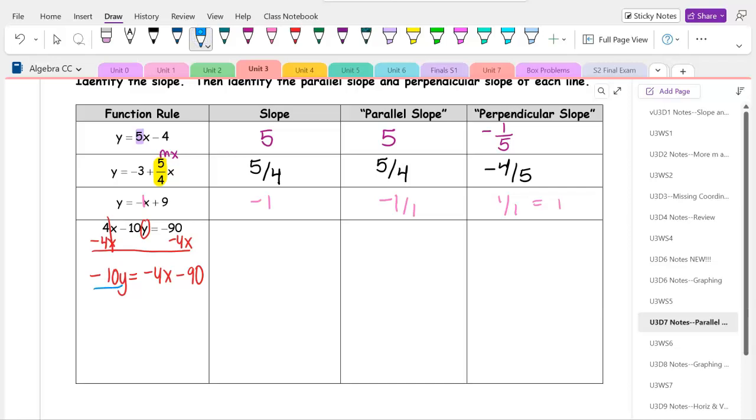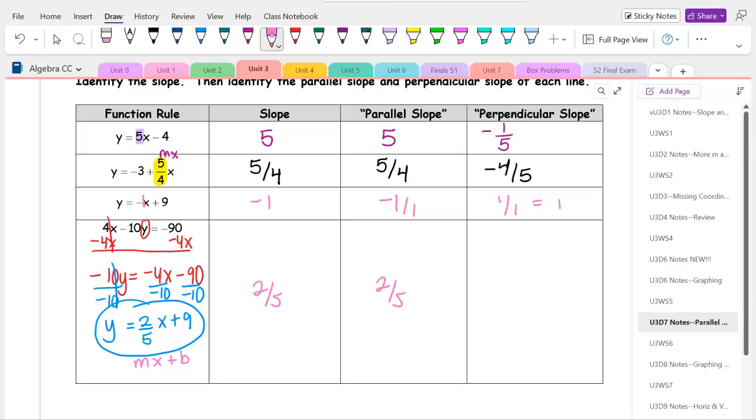All right, now we're going to divide by -10. And then always simplify. So you can math frac. This becomes a positive 2/5x. -90 divided by -10 is +9. Now we're in slope-intercept form, and now we can go ahead and identify our slope. M is 2/5. Parallel slope is always the same. Perpendicular slope, we are flipping, changing our positive to a negative.